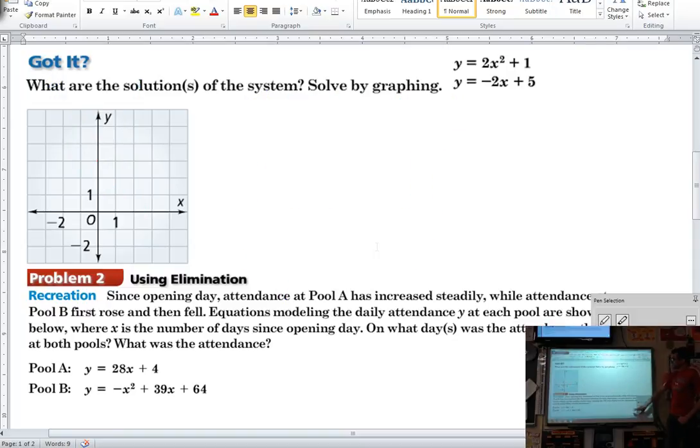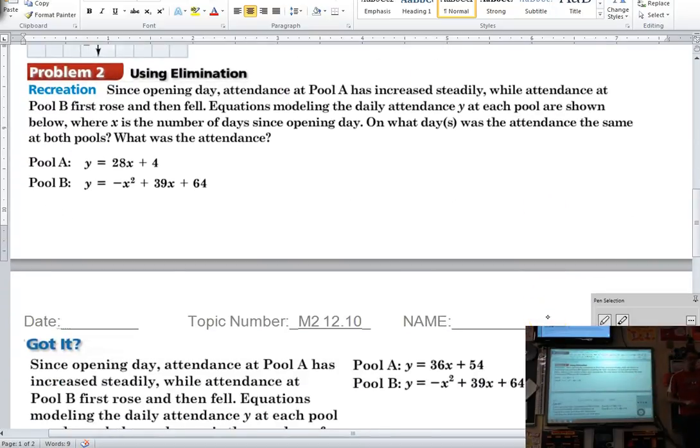So now, another method that we used that I like a lot is the algebraic process of solving by elimination. Let's just get rid of things. Let's combine the functions together to see what can cancel each other out. So we have pool A and pool B. Pool A's attendance has increased steadily. Pool B rose first and then fell.